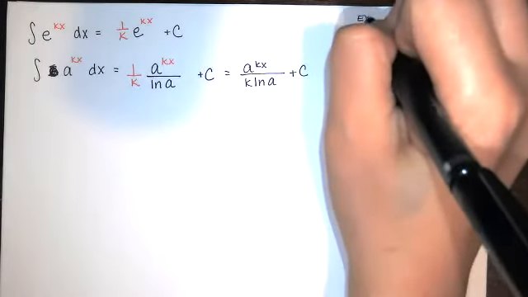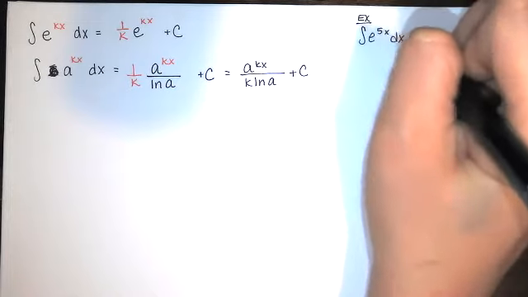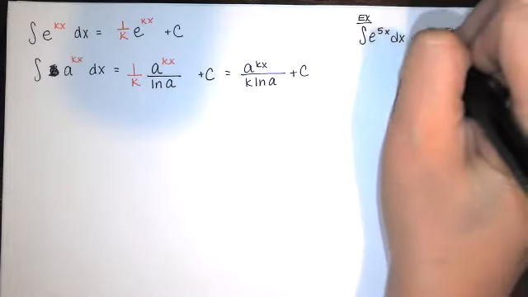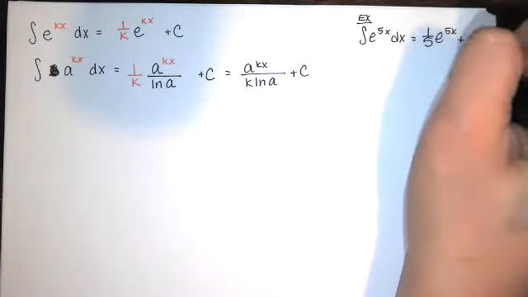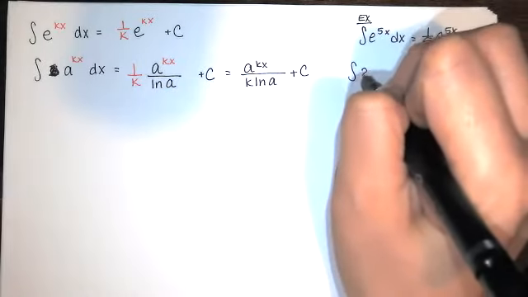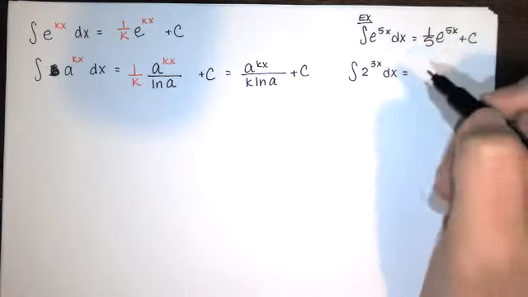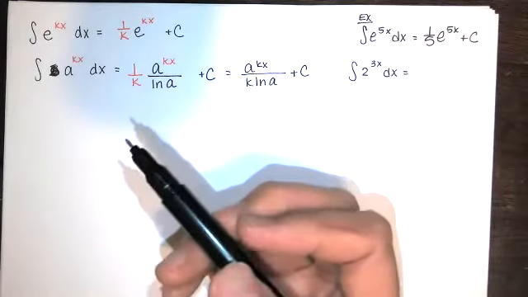So just as a couple of concrete examples, we've got the integral of e to the 5x. That'll be e to the 5x divided by 5 plus c. The integral of 2 to the 3x is a kx modification of the a to the x rule.